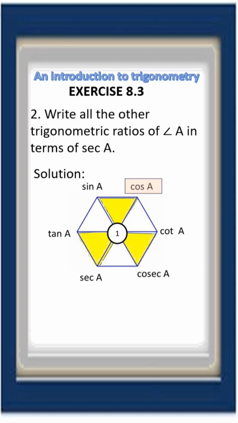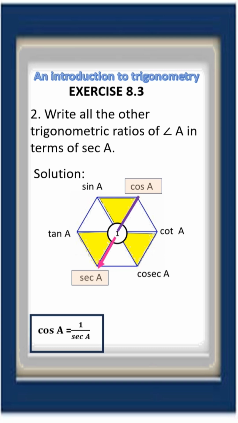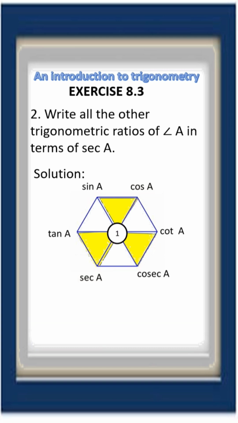Where is cos A? This one is cos A, this one is secant A. So cos A is equal to 1 over secant A. This is the solution. Now let us express sin A in terms of secant A. This is sin A, this is secant A. We can express cos A in terms of secant A. Why? They are reciprocal ratios. So cos A is equal to 1 over secant A.